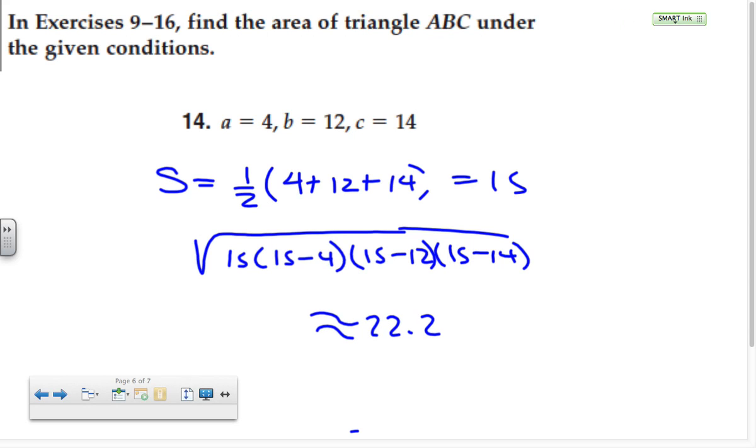So just use a formula. Make sure that when you're looking for area that you know what formula you're looking for. You may have to use other rules to get all three sides, if you don't have all three sides, and all you have is a couple of angles or something like that.